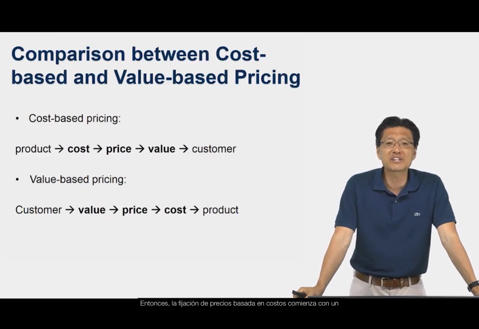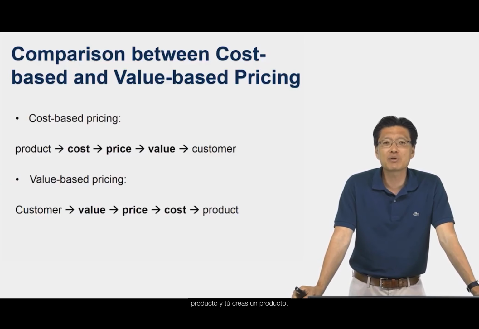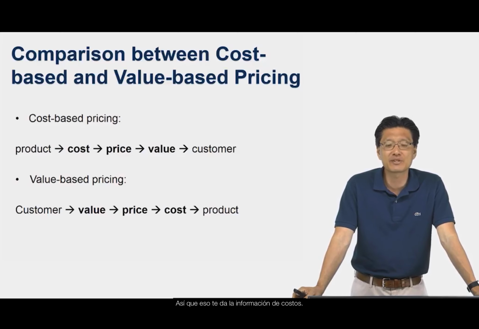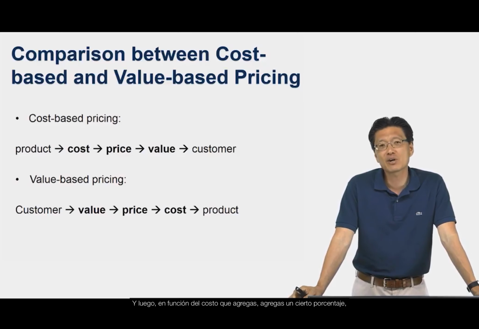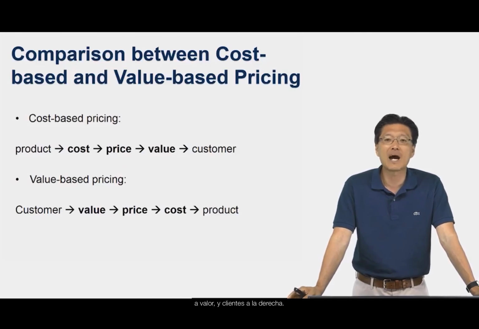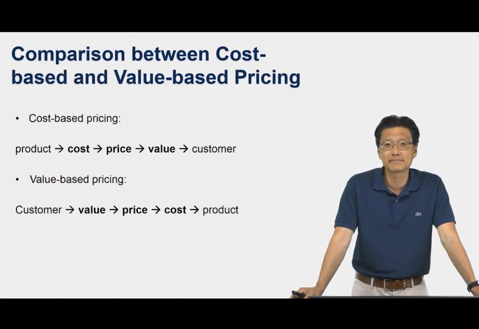Cost-based pricing starts out with a product, and you build a product. Once you build a product, you understand how much it costs to make the product. So that gives you the cost information, and then based on the cost, you tack on a certain percentage of margin to arrive at your price, which then signals how much value your product provides to your customers. So you start out with a product going from left, and you arrive at value and customers to the right.